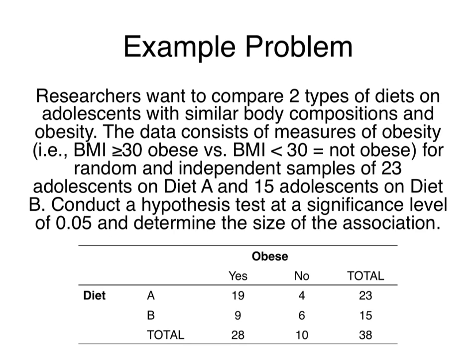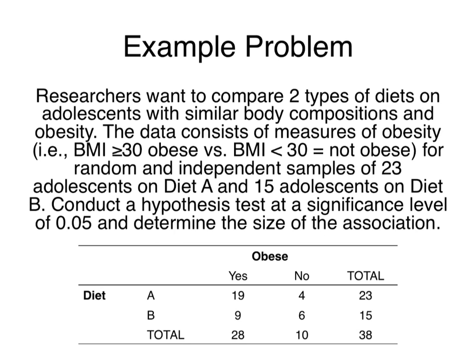So here's another example. Researchers want to compare two types of diets on adolescents with similar body compositions and obesity. The data consists of measures of obesity, so with a BMI greater than or equal to 30 versus a BMI less than 30, for random and independent samples of 23 adolescents on diet A and 15 adolescents on diet B. Conduct a hypothesis test at the significance level of 0.05 and determine the size of the association.